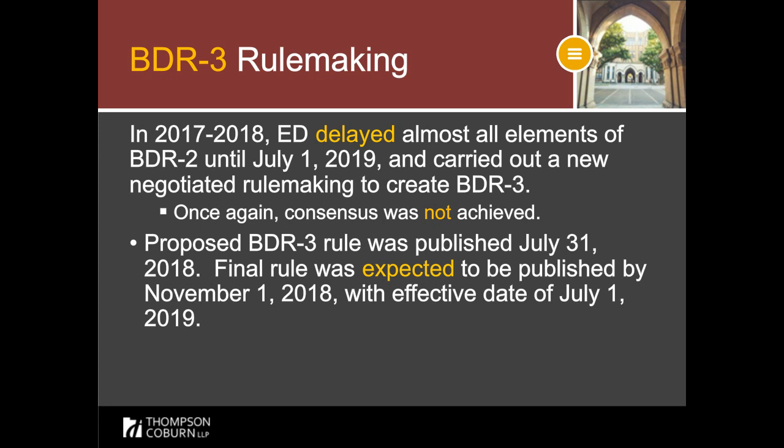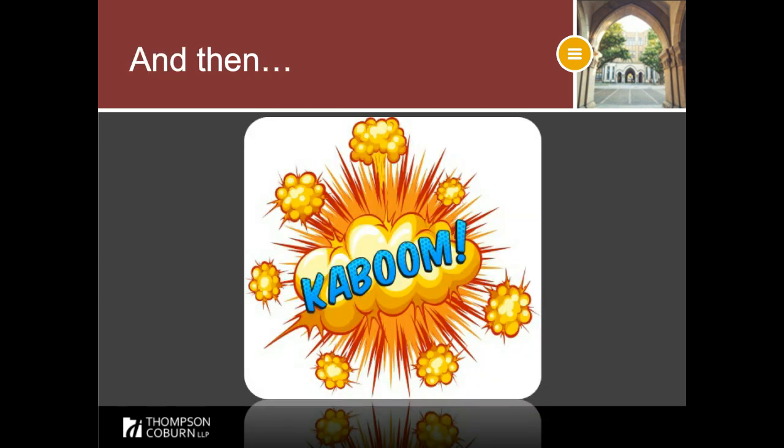So a lot of us in the regulated community anticipated that subsequently there would be a comment period, and then a final BDR-3 rule would be published by November 1st, 2018, which would have allowed it to become effective this year, July 1st of 2019. And then a lot of things happened. I have to tell you, as a regulatory attorney in the space, this has been a very useful slide to me in the last couple of years.